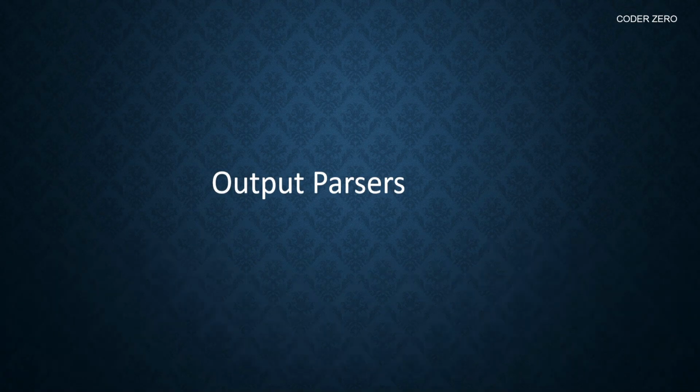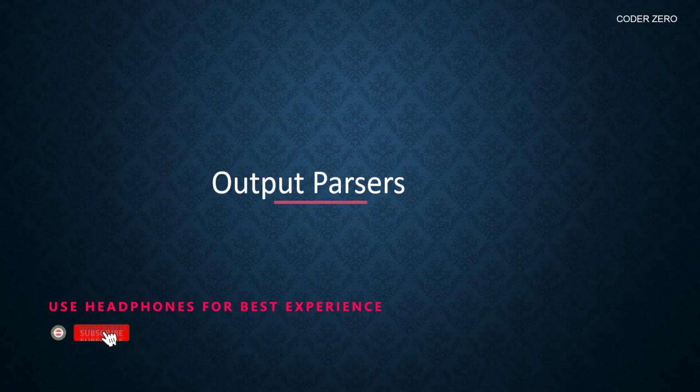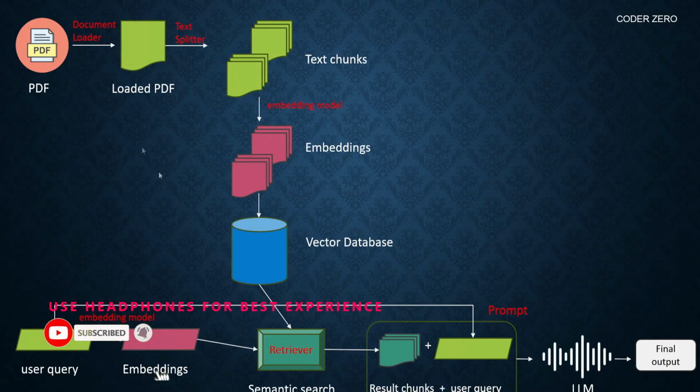Today we'll be talking about output parsers in LangChain. Now this is our pipeline. We have learned all these components. Now we have this final output. Let's understand how to parse this output into our required format.